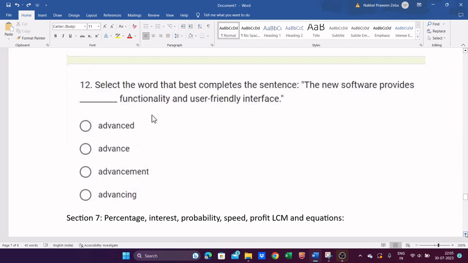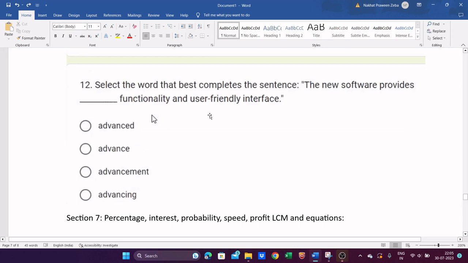I think, yeah, advanced functionality and user-friendly interface, because advancement, no, advancing, no. Advanced will be the correct answer. So question number 12, the correct answer will be option A, advanced. So this was all about the verbal ability.